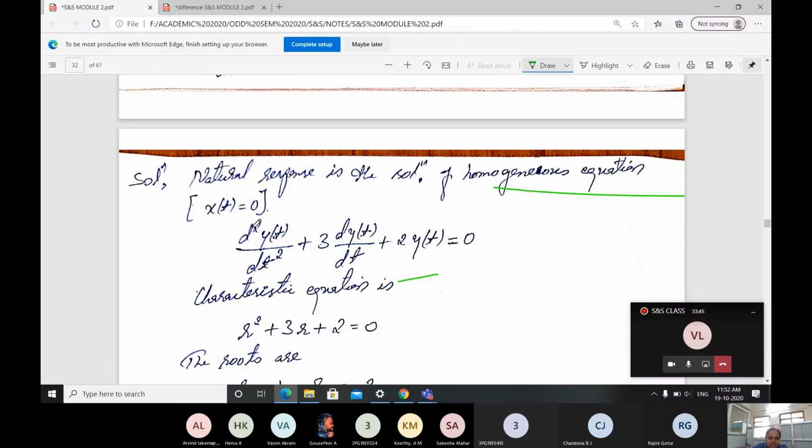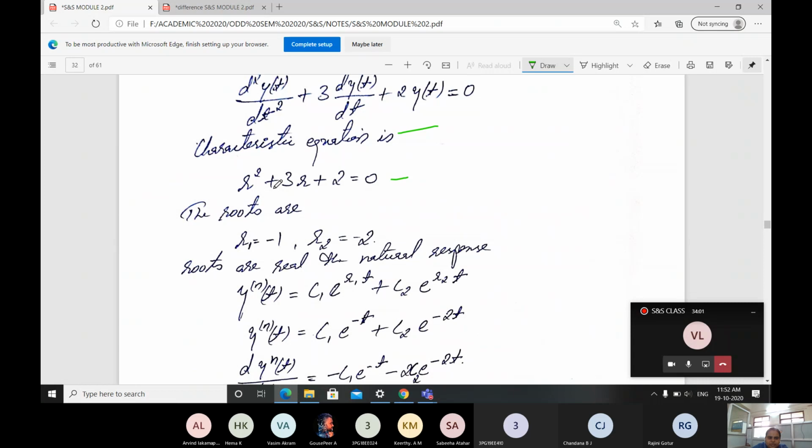The characteristic equation is based on the power of the differential. Therefore I can write it as r square plus 3 r plus 2 equals 0. Find the roots for this. After solving for the roots, you will get r1 equal to -1 and r2 equal to -2.